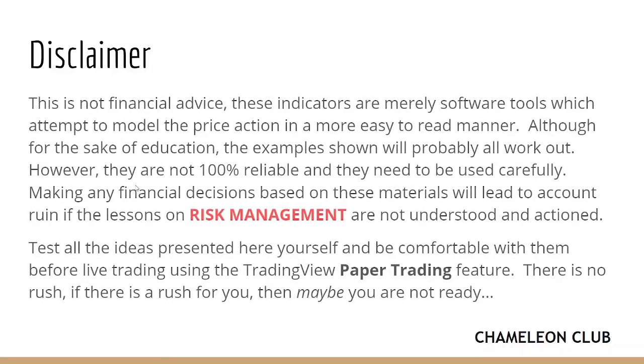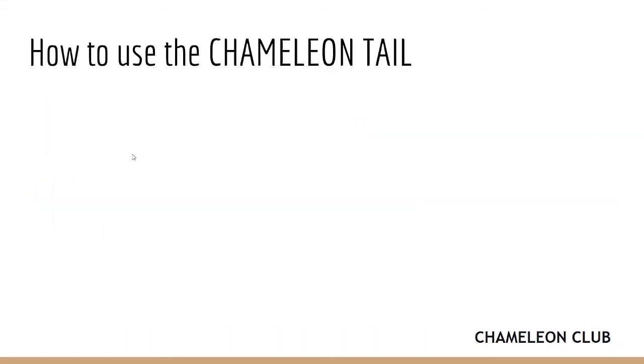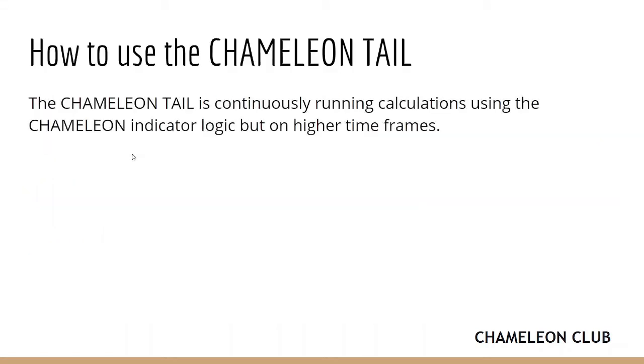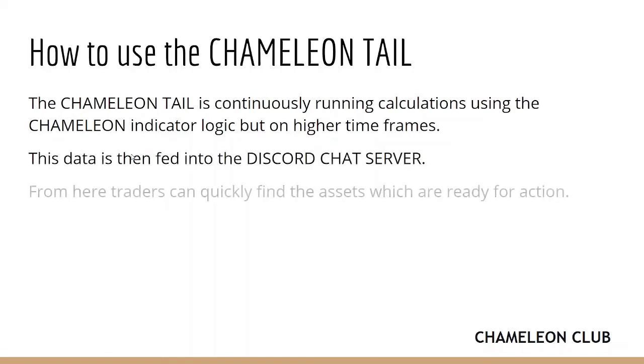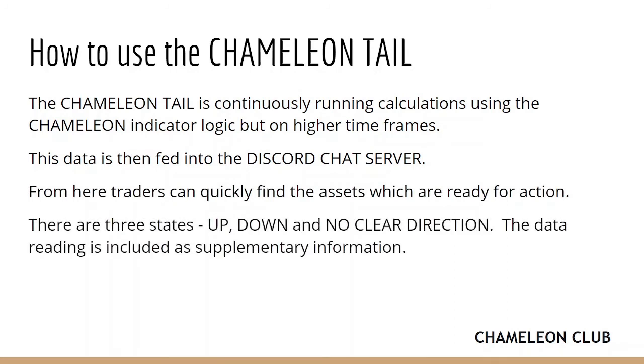The Chameleon Tail is continuously running calculations using the Chameleon indicator logic, but on higher timeframes. This data is then fed into the Discord chat server. From here, traders can quickly find the assets which are ready for action. There are 3 states: up, down, and no clear direction. The data reading is included as supplementary information.